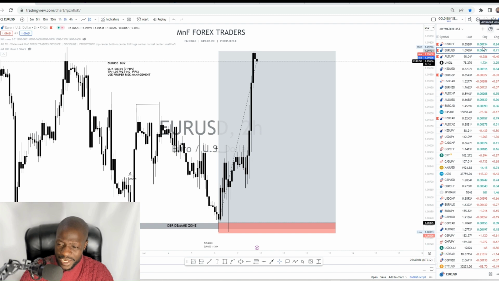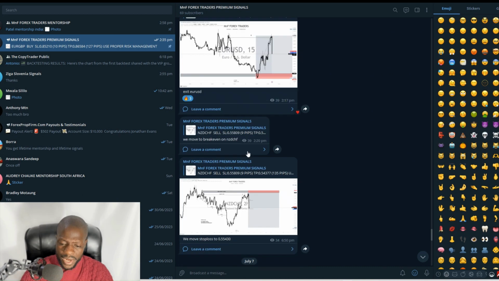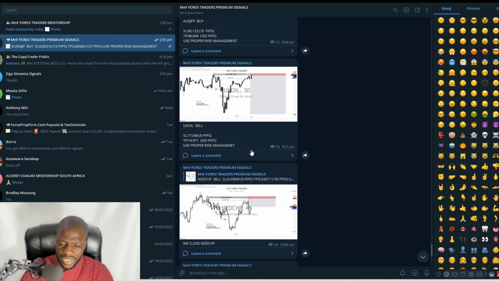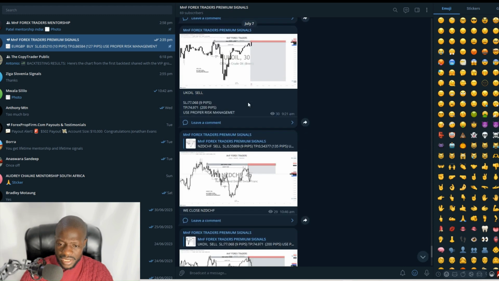Otherwise, the other trade that we took today was a Ukoil. Let me show you the Ukoil trade. It was a beautiful trade. This one was a break even right there. So you can see, let me show you right here.